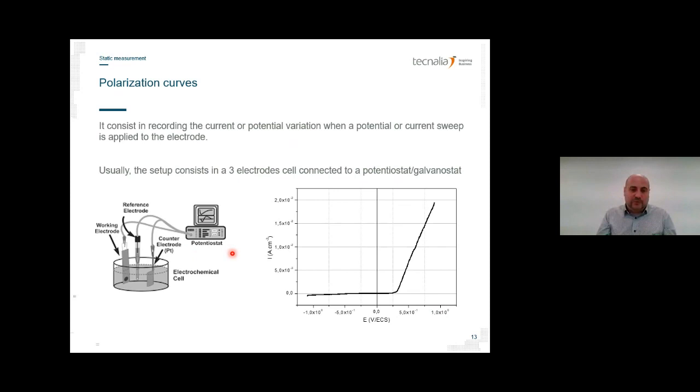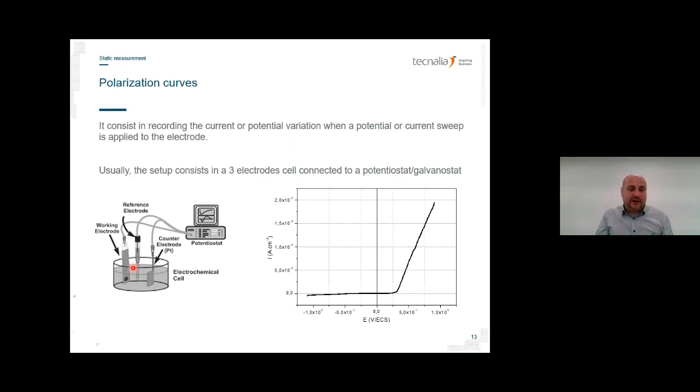And to do the measurements in our cell, we need a sample that is the material we are interested in, to study its corrosion behavior, and we are going to call it the working electrode because we are going to work on it. Then we will have to measure a potential. If we want to displace the potential of the sample, we need to measure the potential. So we need a reference electrode.